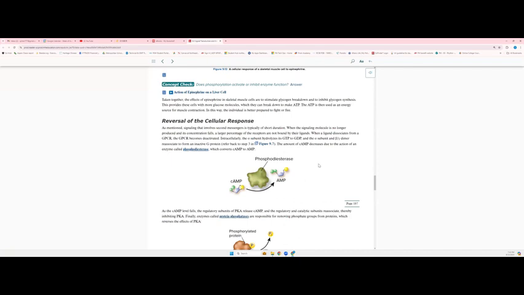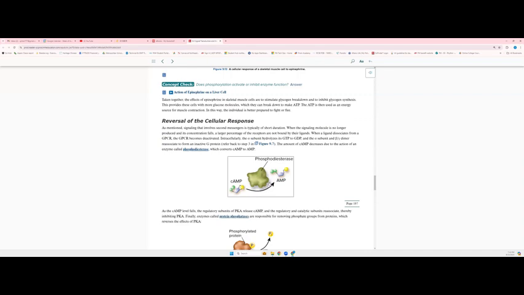So for example, if the ligand dissociates from the receptors, the cellular response will be reversed. If the signaling molecule is no longer produced or its concentration becomes lower, a large percentage of the receptors are no longer bound by their ligand. When a ligand dissociates from a GPCR, the GPCR becomes deactivated.